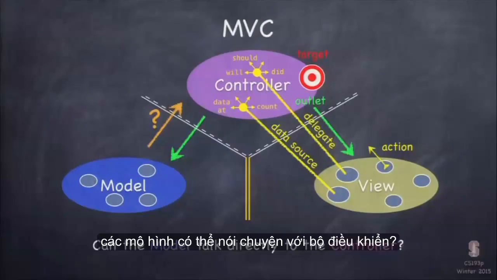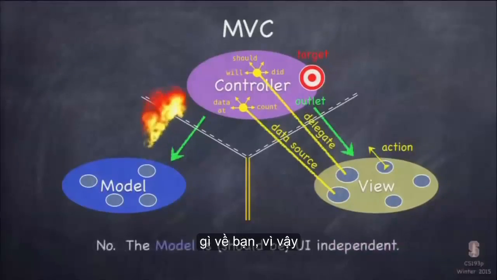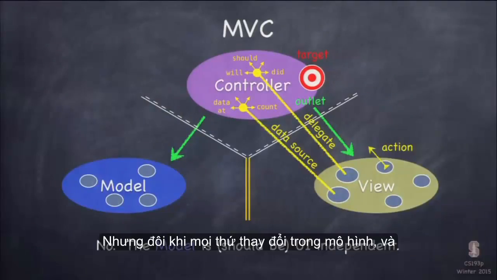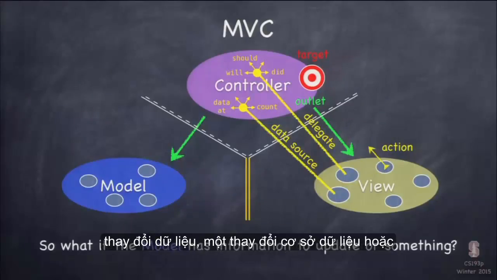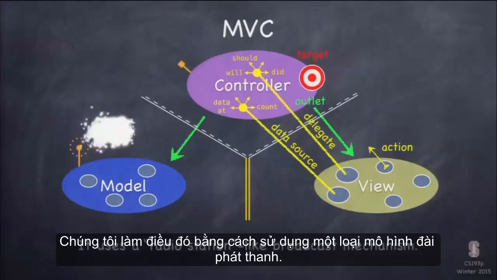What about this communication? Can the model talk to the controller? Again, obviously that's verboten because the model knows nothing about UI, so it couldn't possibly talk to a UI object like the controller. But sometimes things change in the model and the controller needs to know about it. Okay, data changes, a database changes, or the model is some network database and somebody changes something on the network and the controller needs to find out. So how do we do that communication?